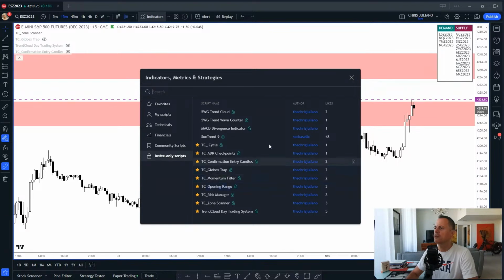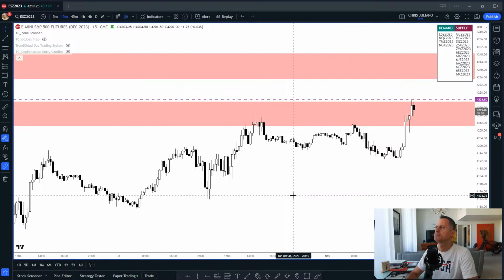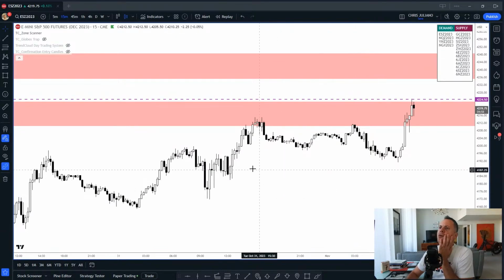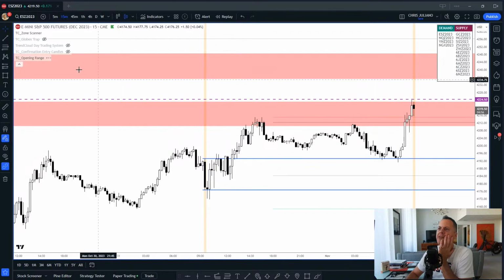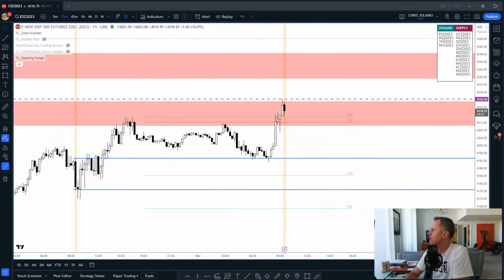Opening range, click on that. So that is what's going on. Yeah, there's a little bit of a lag here on TradingView. Everybody okay?